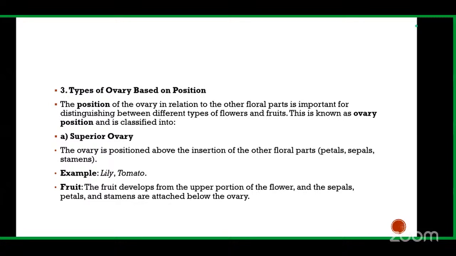Example is lily and tomato. Here the fruit develops from the upper portion of the flower and the sepals, petals, and stamens are attached below the ovary. So the sepals, petals, and stamens will be attached below the ovary. That's why it is called superior ovary.